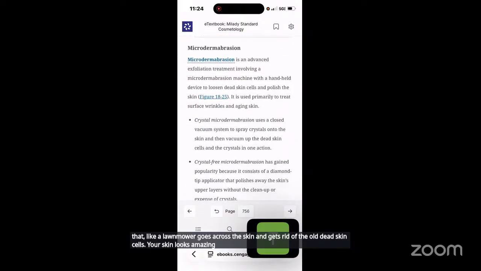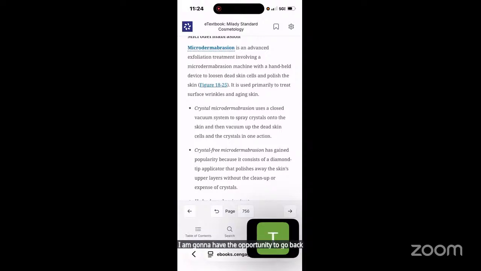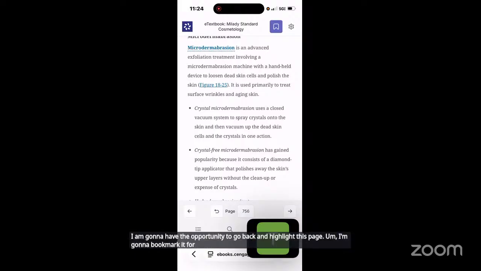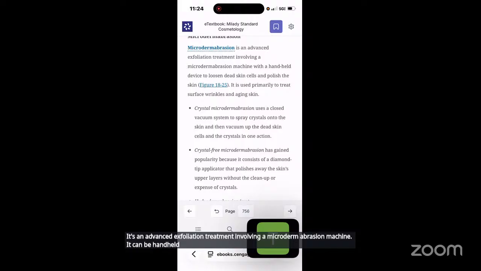I just had one. Microdermabrasion. This explains it. Please make sure you highlight. Once my computer is charged up, I am going to have the opportunity to go back and highlight this page. I'm going to bookmark it for now. But please make sure you understand the microdermabrasion. It's an advanced exfoliation treatment involving a microdermabrasion machine. It can be handheld, okay?